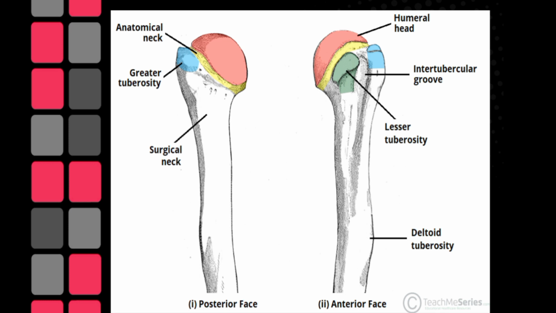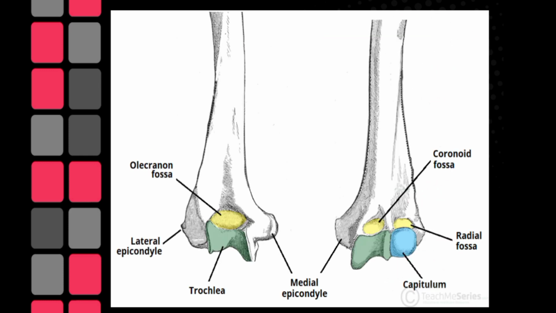Here is another view. This is the head, anatomical neck. This is the greater tuberosity, surgical neck, humeral head. This is the lesser tuberosity. Here is the intertubercular groove. Here is the deltoid tuberosity.